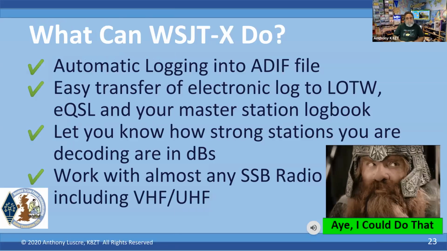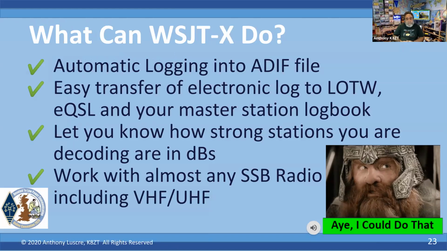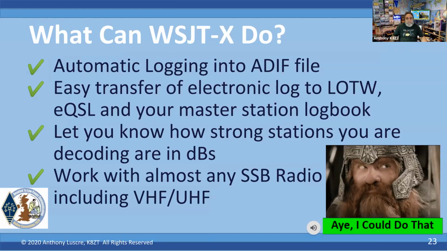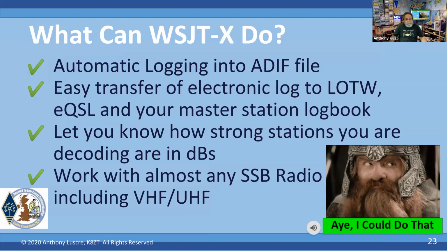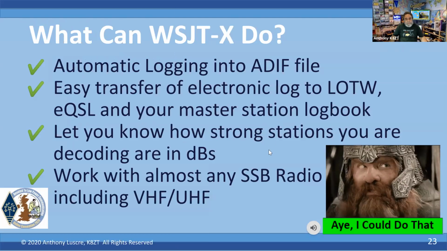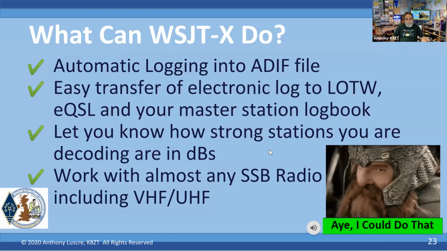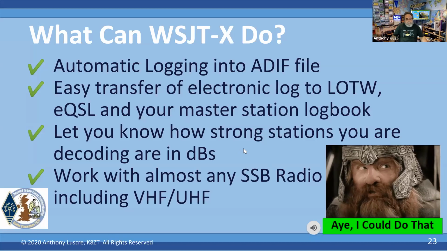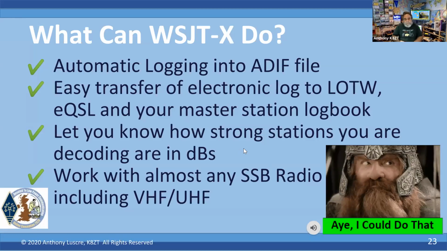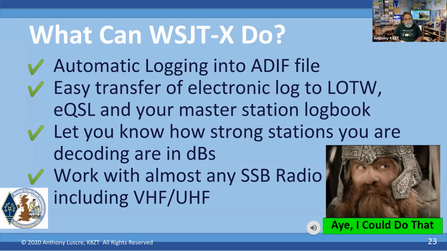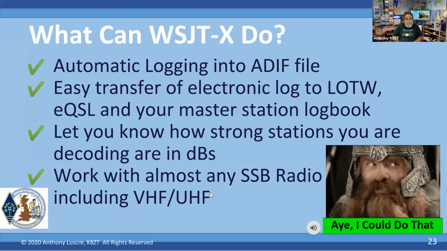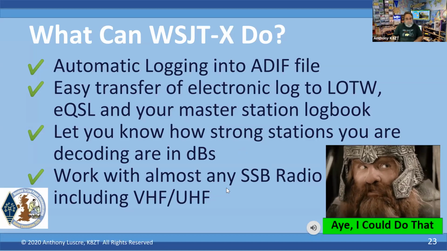So what can WSJT-X do? It can automatically log your contacts into an ADIF file, so you're not transcribing them or having to write out a paper log. It easily transfers this log to Logbook of the World and eQSL, so you'll find that you get a higher percentage of Logbook of the World and eQSL confirmations with this than you will with the other modes. It lets you know how strong your signals are by decoding the signals in dBs, so you'll get a little more indicative value for the strength of your signal than just the 5.9 or an arbitrary report that you might get. It works with almost any single sideband radio, including those that operate in VHF and UHF.